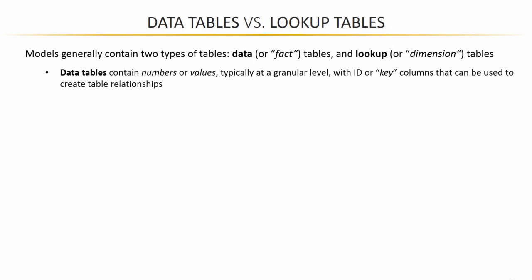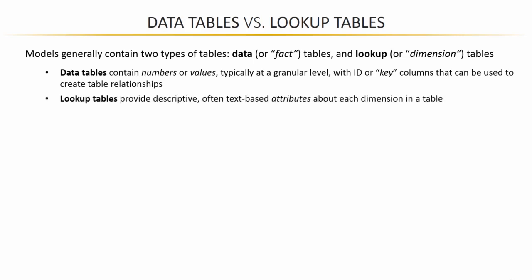Typically, these data tables are pretty granular, detailed level, with ID or key columns that can be used to create table relationships to lookups. Now, on the other hand, lookup tables provide descriptive, often text-based attributes or characteristics about each dimension in a table. So you remember in the last lecture, I talked about each table in a model serving a specific and distinct purpose. Well, that's exactly what lookup tables are doing. They're providing rich information and attributes about things like customers, like products, like dates. And that's exactly the role that they play within our model.